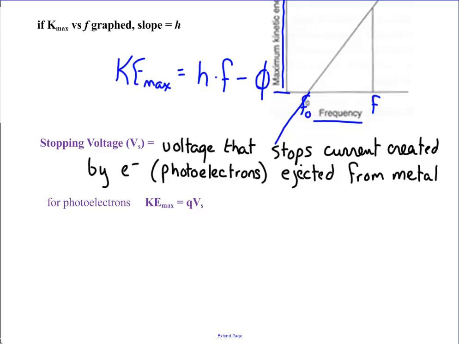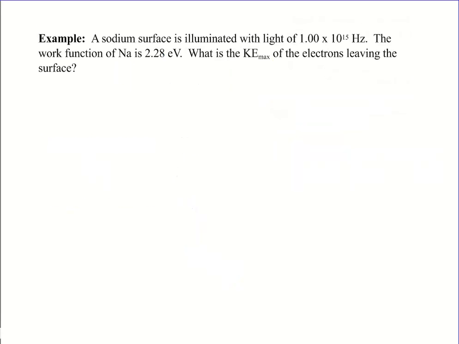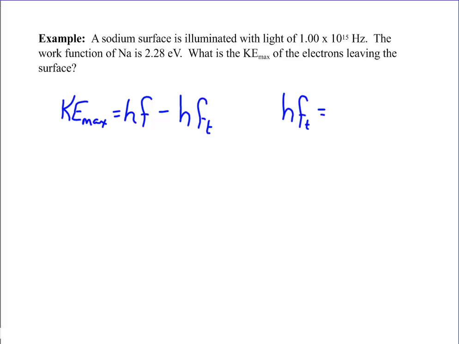So for photoelectrons, it turns out that the maximum kinetic energy is equal to Q, which is charge, times the stopping voltage. Let's take a look at an example of this. So I have sodium metal, and I hit it with light of 1 × 10⁵ hertz. So there's my frequency. The work function, or phi, for sodium is 2.28 electron volts. And I want to know the maximum kinetic energy of the electrons leaving the surface. So go back to my equations: the maximum kinetic energy is equal to Planck's constant times the frequency I apply minus Planck's constant times the threshold frequency. But remember that Planck's constant times threshold frequency is my work function, phi.